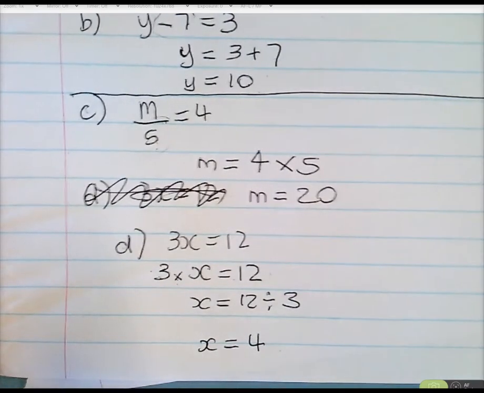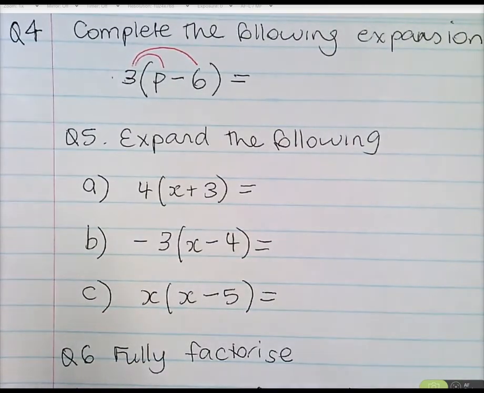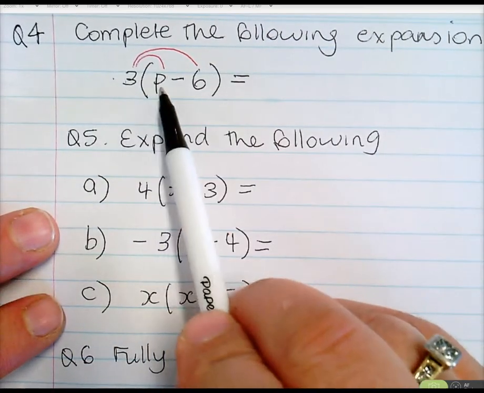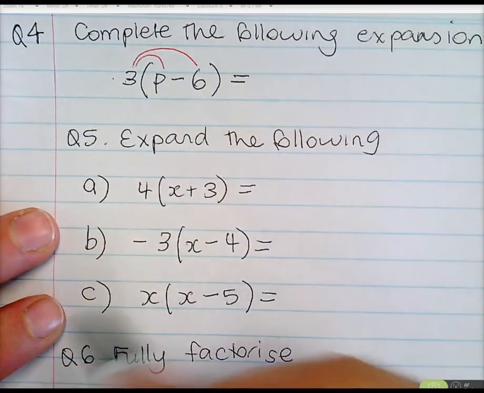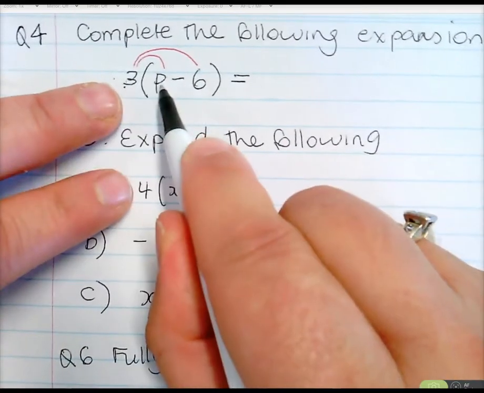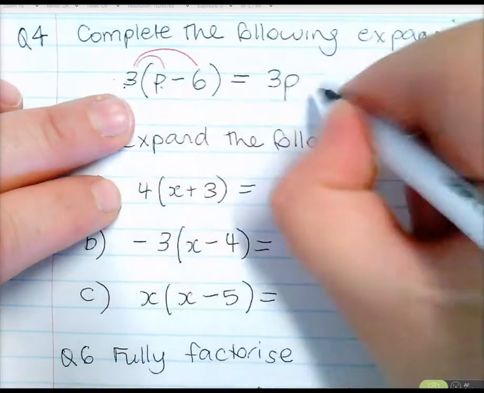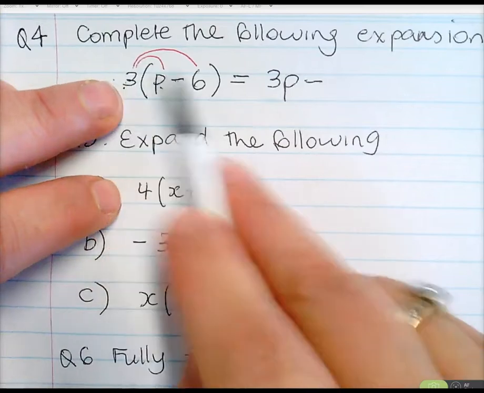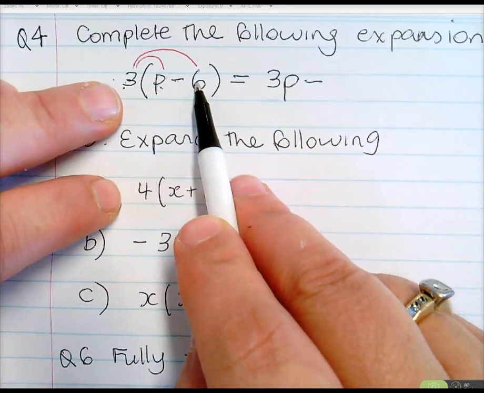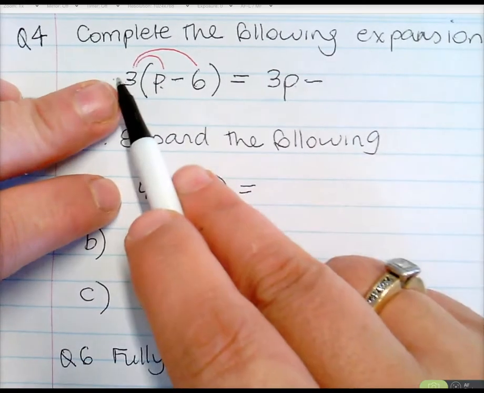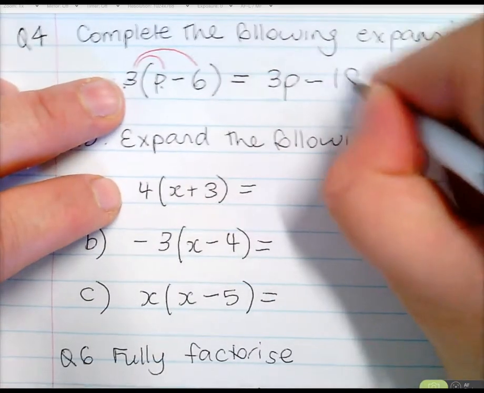All right? To complete the following expansion, when you expand, it's like you're opening something up, making it bigger or something like that. So girls, this 3 outside the brackets means the 3 is multiplied by each of the terms inside the bracket. So it's got to be 3 times p is 3p. And I'm going to put the minus here. And what's 3 times 6? So it's 3 times p is 3p. 3 times 6 is 18.